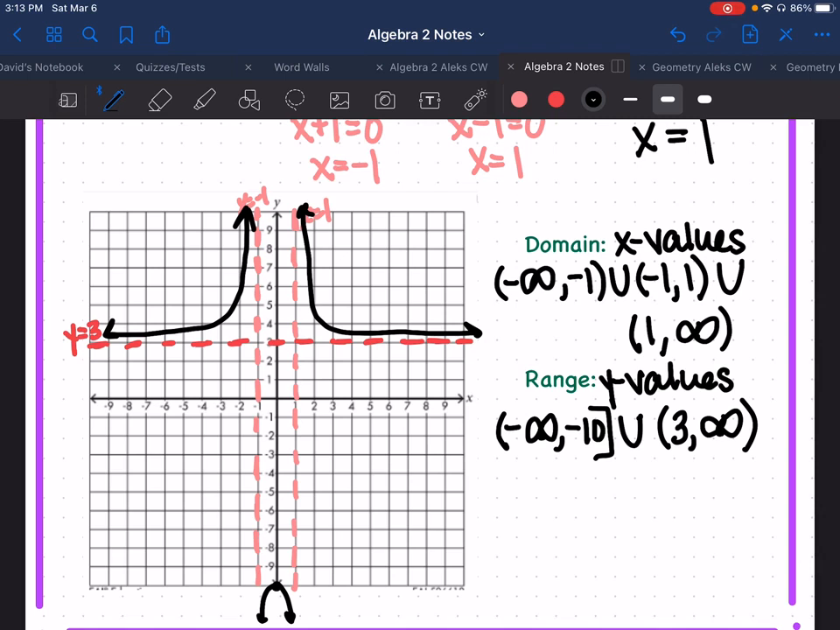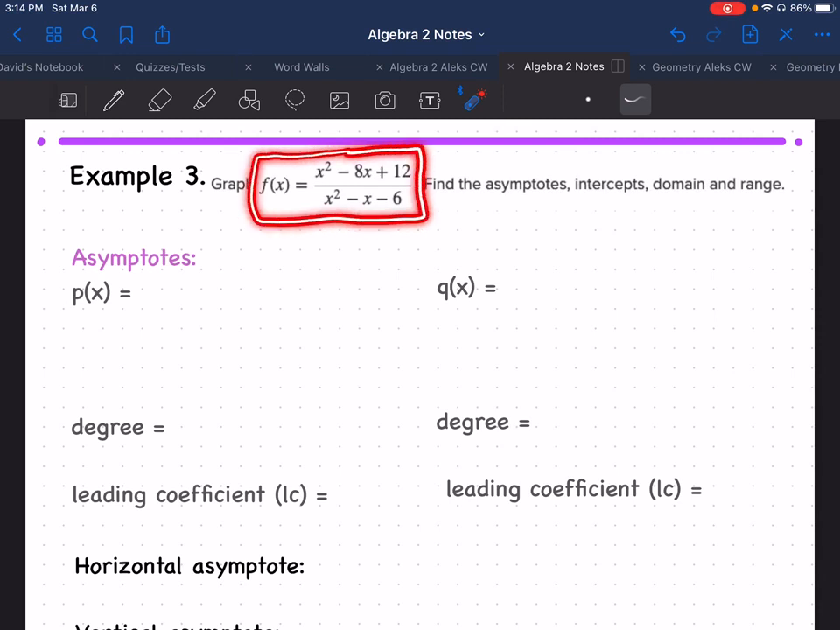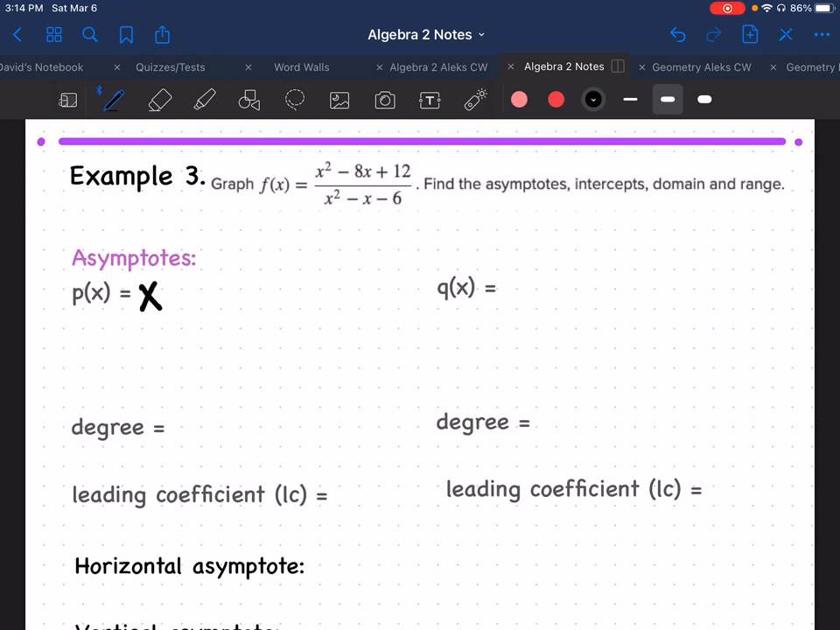All right, I have one last example for you, and I've saved the hardest for last. We're going to go ahead and graph the function f of x equals x squared minus 8x plus 12 over x squared minus x minus 6. We're once again going to find the asymptotes, the intercepts, the domain, and the range. All right, let's take a look at our P of x and our Q of x.